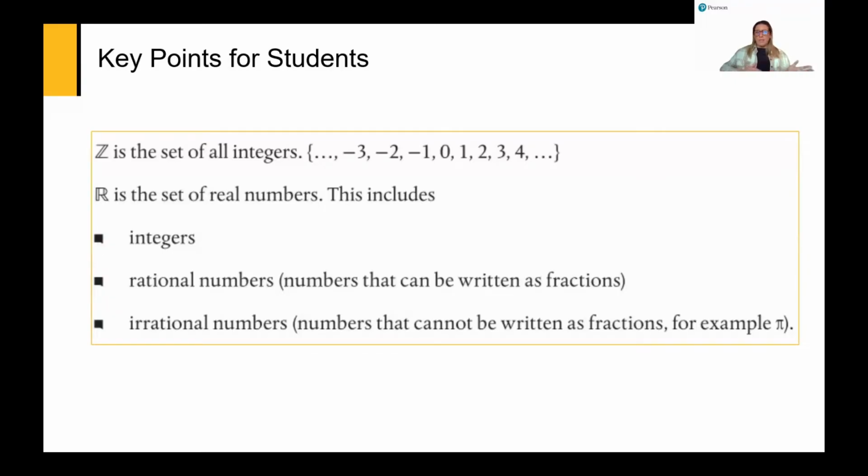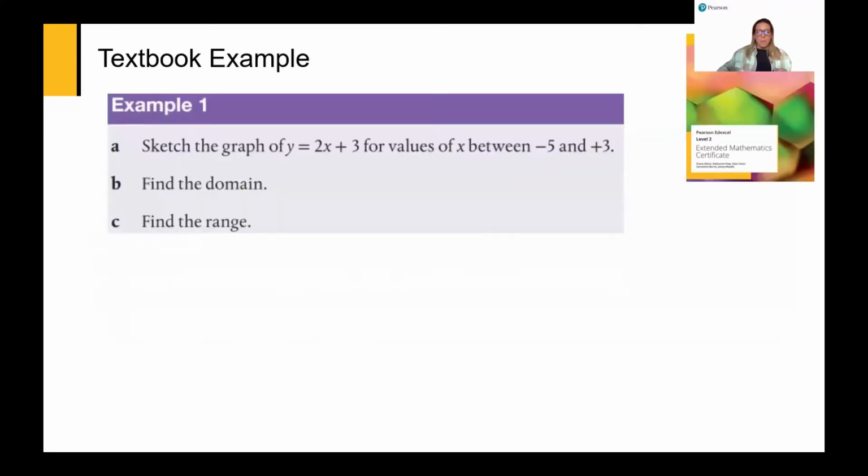So we talked about elevating that notation. We'll give them the Z and the R. Z is the set of all integers, R is the set of real numbers, making sure that they now start to understand that real numbers include integers, rational numbers, and irrational numbers. That's a really lovely introduction into set notation.